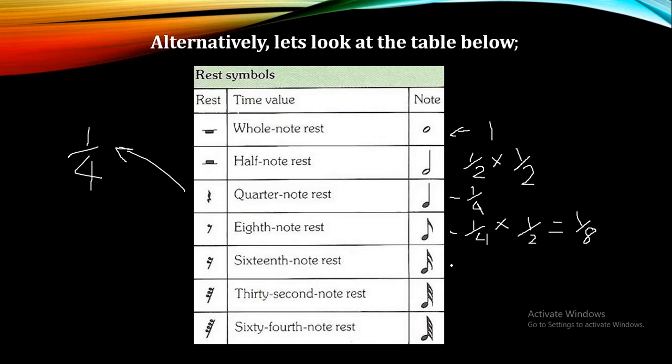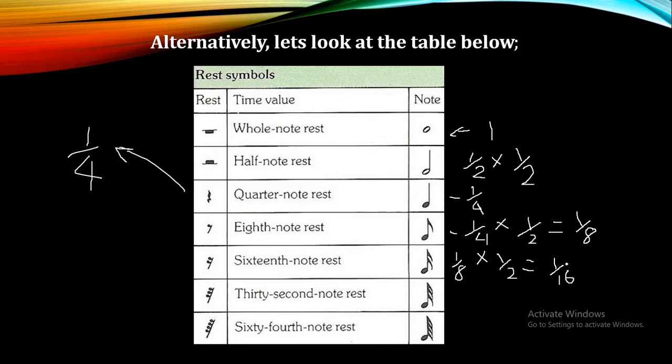Now, if that is an 8, which means to get a semi-quaver, we already know that a quaver is an 8. We also multiply it times a half. And 8 times 2 gives us 16. So this is a 16th, 1 out of 16 note, and so forth and so forth.